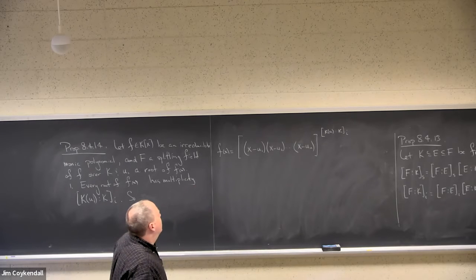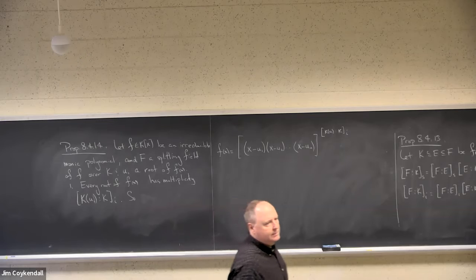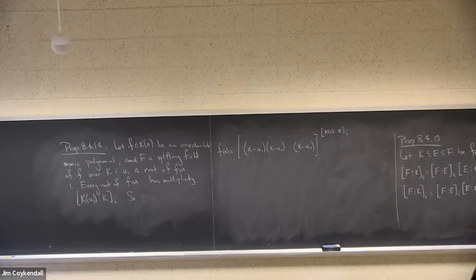So again, if this is a separable extension K(u1) over K, by the way, can somebody explain why all the roots should have to have the same multiplicity? It really is great. They all have the same multiplicity, but why can't some of them have multiplicity 2, some of them have multiplicity 5, like this?